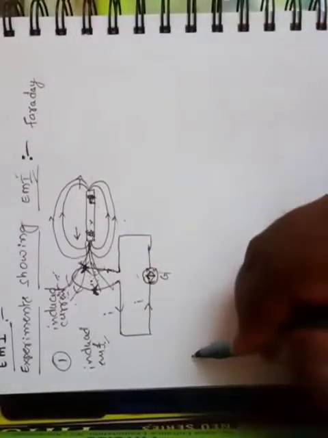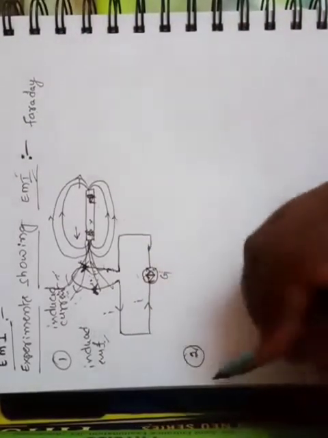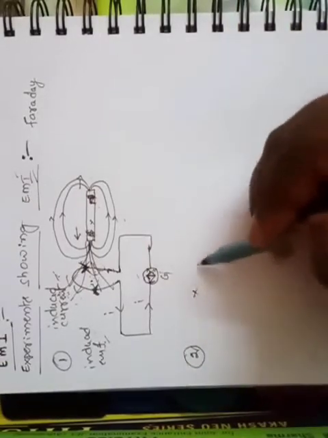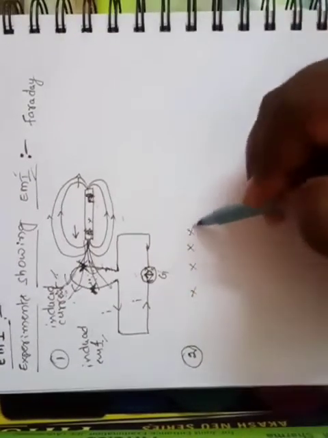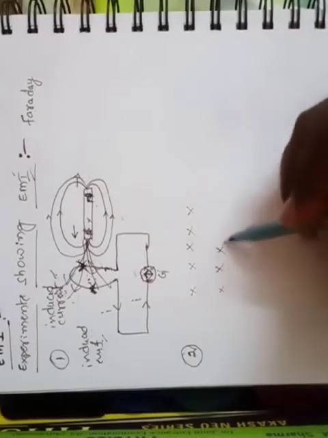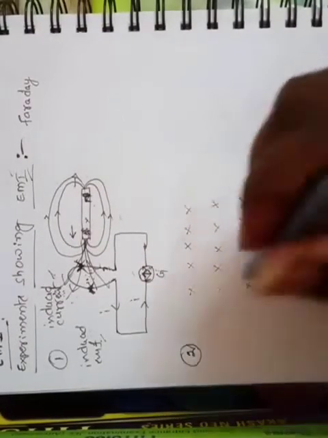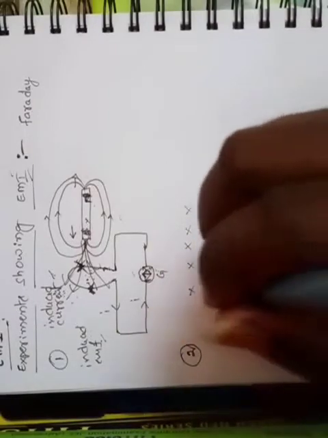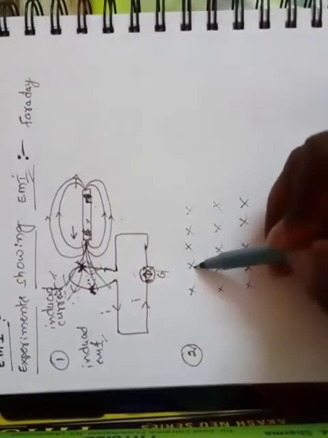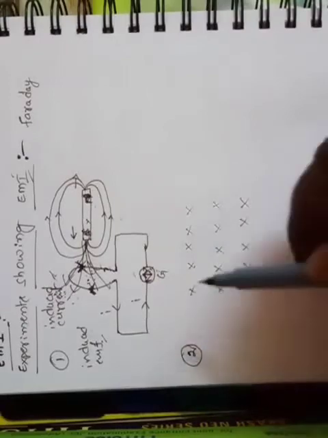So next, the second experiment we'll see. Here we have taken a uniform magnetic field. This symbol indicates the magnetic field lines are entering into the page. Into the page is a cross symbol. Magnetic field lines entering into the page.